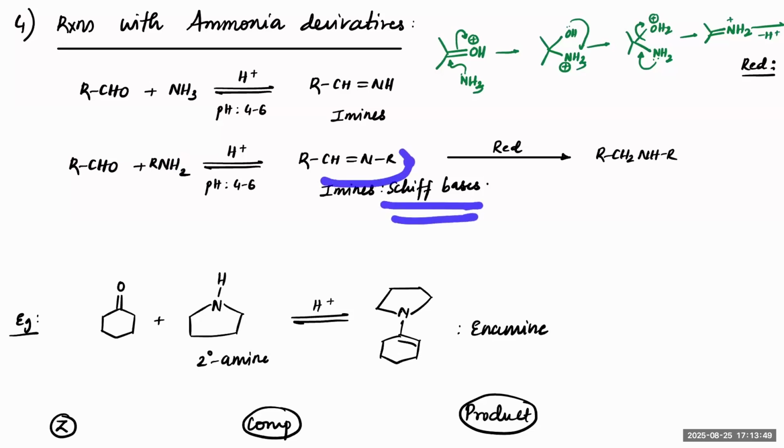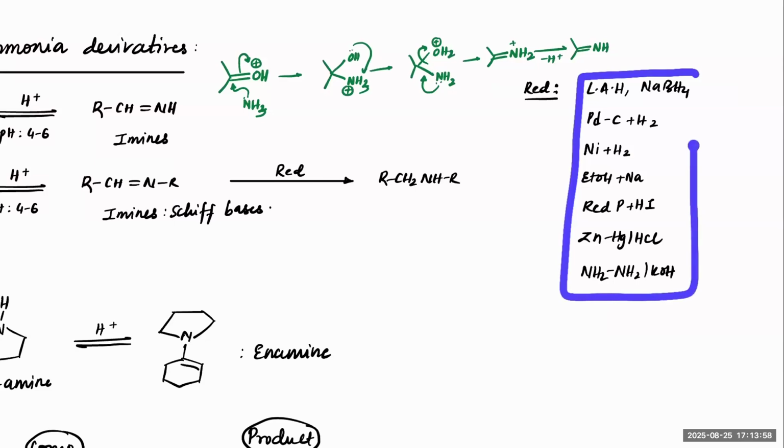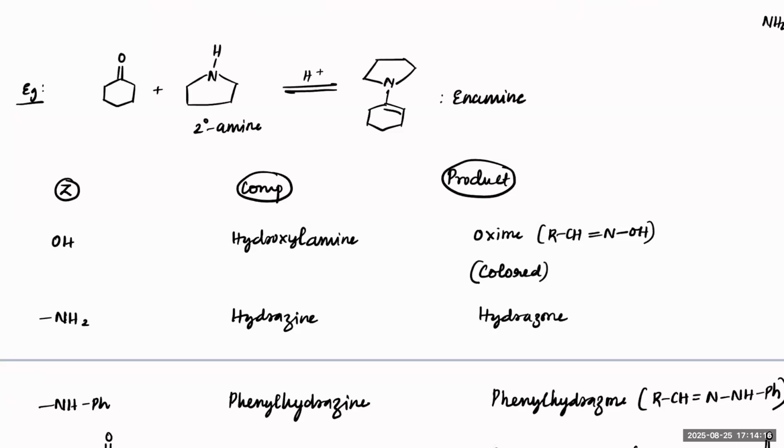And if at all we reduce this double bond, it will convert into a secondary amine. Do you recall the reagents? These were all the reducing agents which we discussed: lithium aluminum hydride, NaBH4, nickel and H2, ethanol, Bouveault-Blanc reduction, red phosphorus HI, Clemmensen's reduction, Wolff-Kishner reduction. Everything will convert these imines into amines. Right. Next, what if you have a secondary amine?